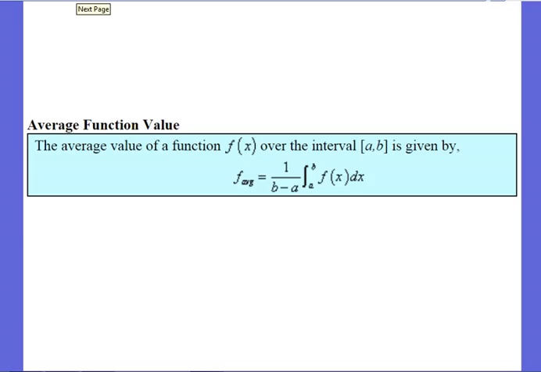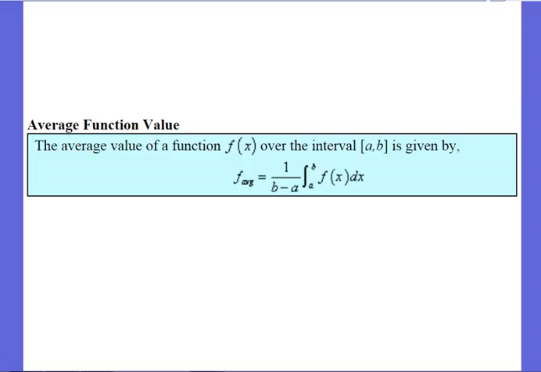So the average function value of a function f of x over any interval a to b is given by, this is the way we abbreviate, f average, 1 over b minus a. And this just means however many you had, right? Because b minus a is your interval. Let's say it's 1 to 4. 4 minus 1 is 3, so 1/3 of all that. So it's divvying up your total summation, the integral from a to b of f of x dx.